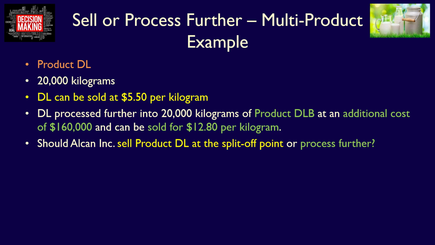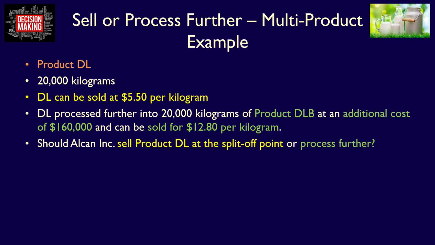DL can be sold for $5.50 per kilogram, or it can be processed further into 20,000 kilograms of product DLB at an additional cost of $160,000. DLB can be sold for $12.80 per kilogram. Should Alcan Inc. sell product DL at the split-off point or process further into product DLB?